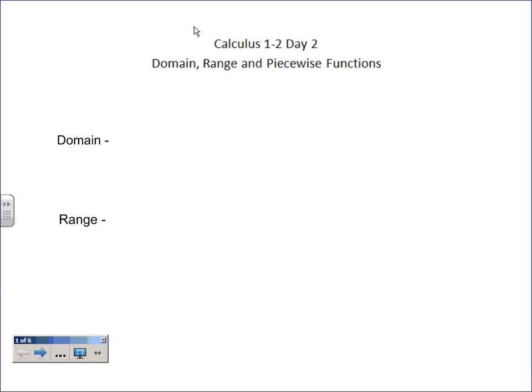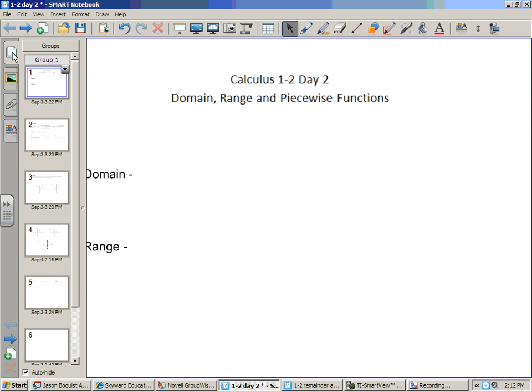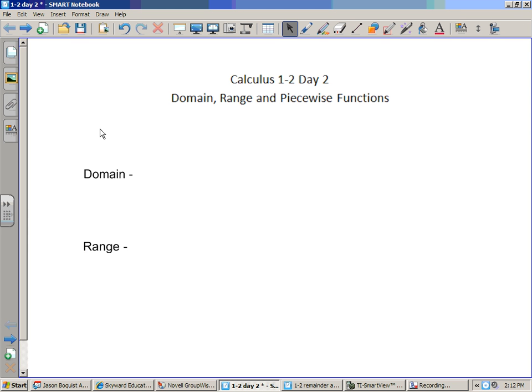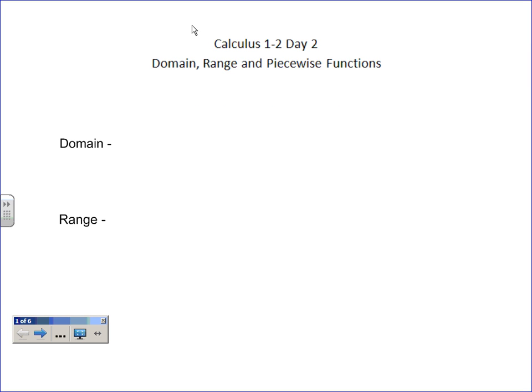And domain and range of a function. Domain is pretty simple. The domain is basically the x values that are possible, or the x values that actually have a y value that go with it. Okay? And the range is then basically the y values that actually happen.